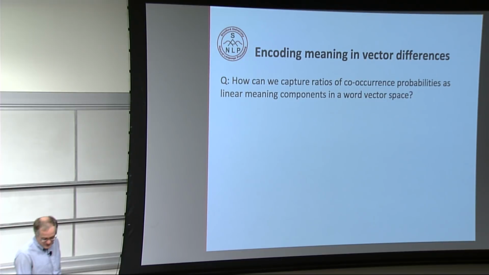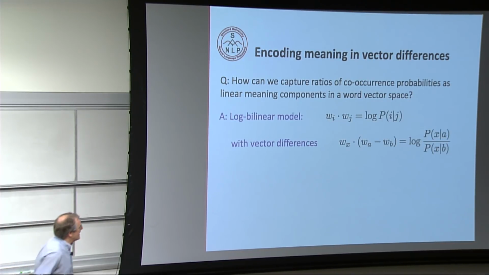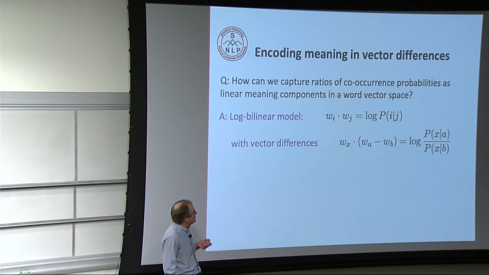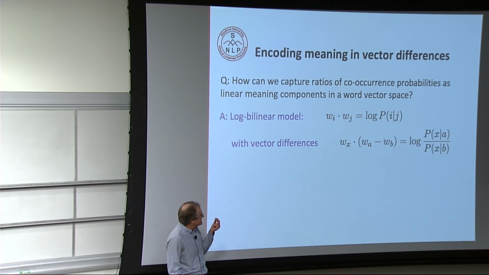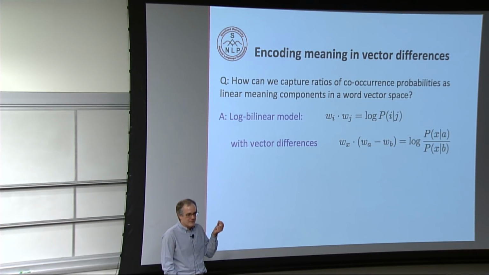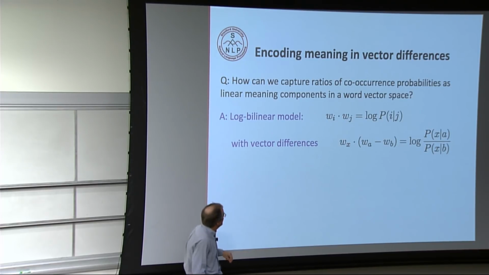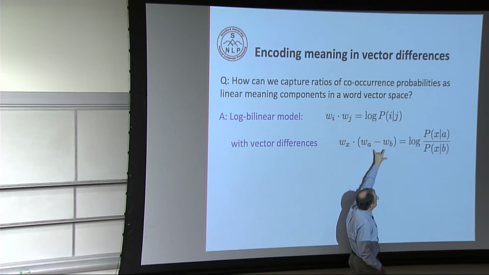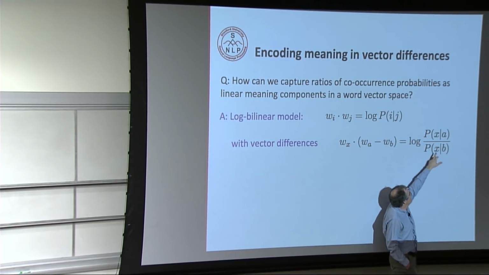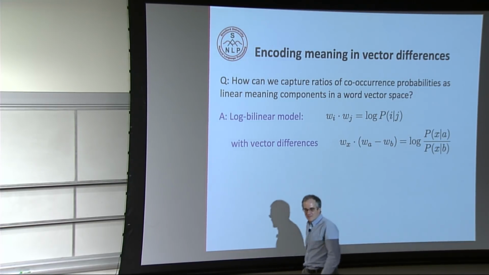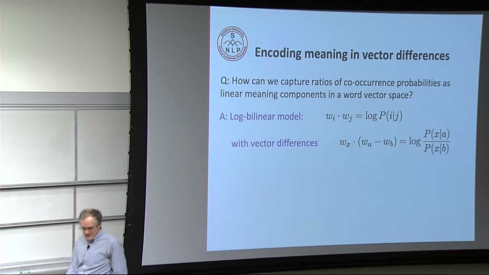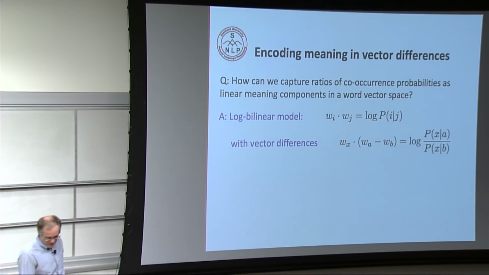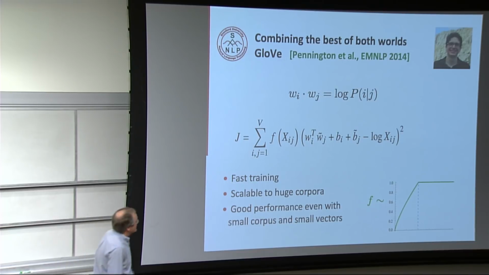How can you do that? If you can make the dot products equal to the log of the co-occurrence probability, then immediately you get the fact that a vector difference turns into a ratio of the co-occurrence probabilities. Essentially the whole of the model is that we want dot products to equal logs of co-occurrence probabilities. And so that's what we do.